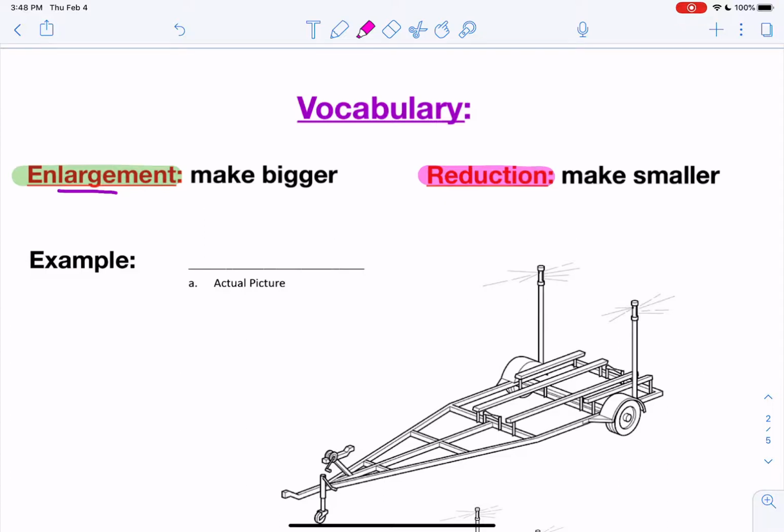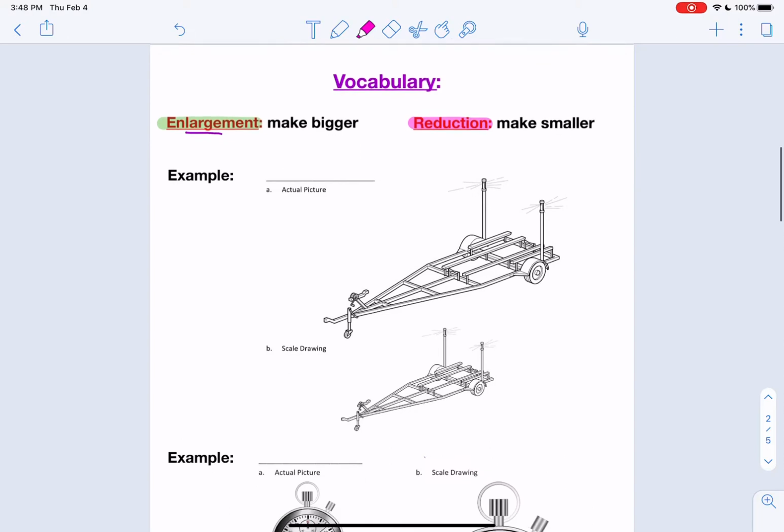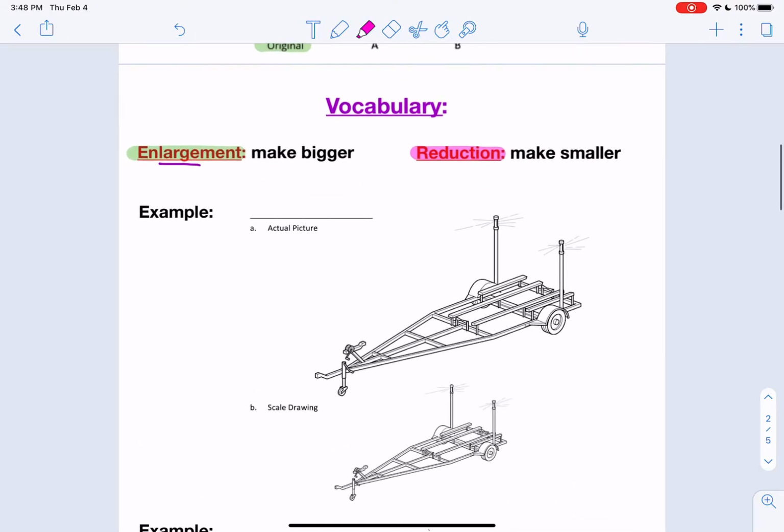Okay, so let's take a look at a couple of examples. In the first example, we have a trailer. We have the actual trailer and the scale drawing. So the actual trailer is bigger than the drawing, so that means it was made smaller. So that's reduction. That's an example of reduction. When you take something and make it smaller.